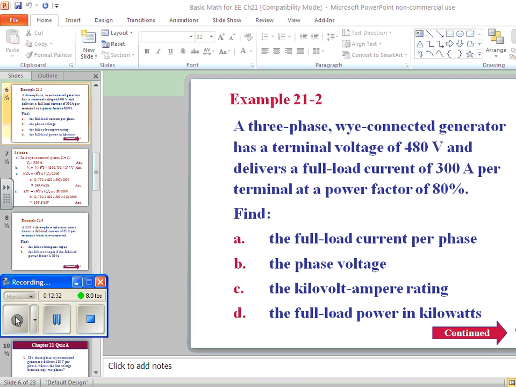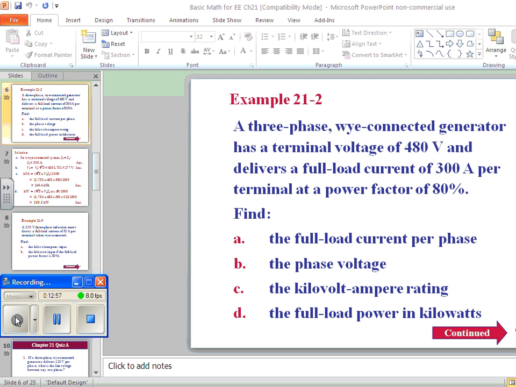And a three-phase Y-connected generator has a terminal voltage of 480 volts, delivers a full load current of 300 amps per terminal at the power factor of 80%. A lot more information in this slide than the one that was in the notebook. Okay, so again, 480 volts, they mean that is the line voltage.